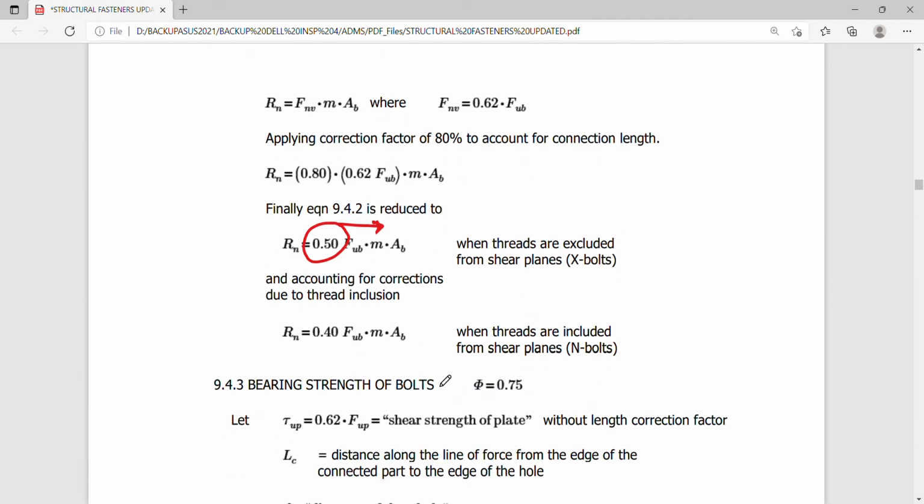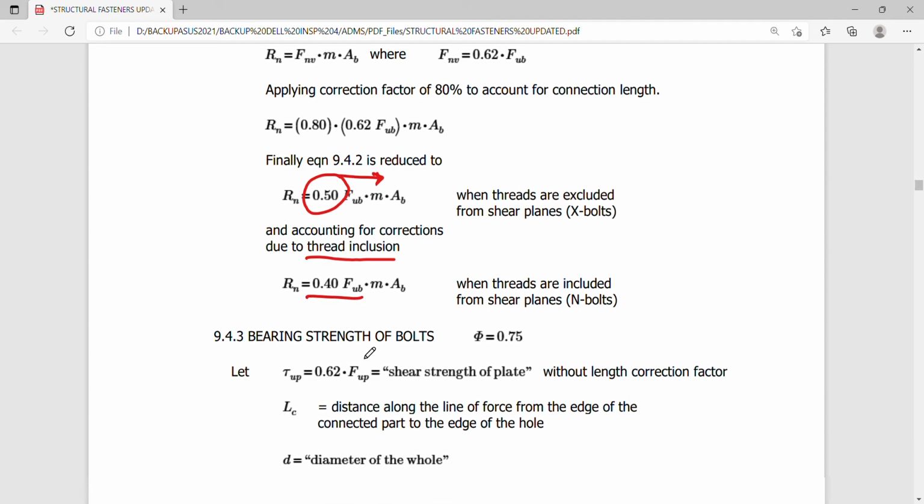When the threads are included on the shear planes, meaning to say there are threads crossed by the failure path of shear, then you again reduce this 0.50 to 0.40 to account for the thread inclusion. So X bolts, no? So these are excluded thread, included threads.